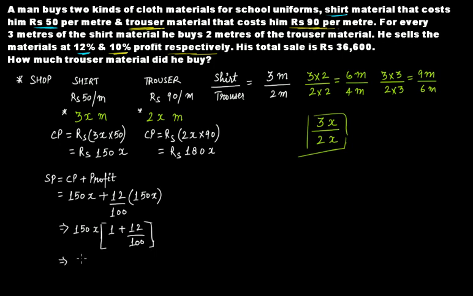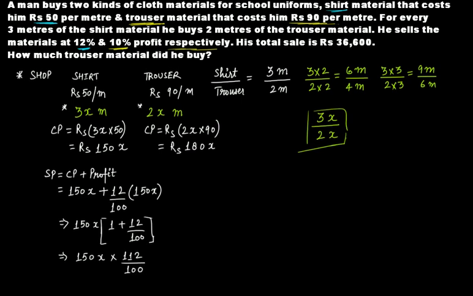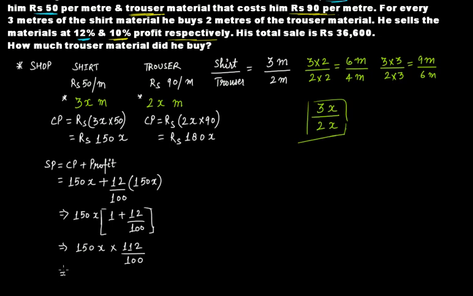If you solve it, you get 150x times 112 over 100, right? If you further solve it, this 0 is gone, then this is 5 times 3, 15, 5 times 2, 10. This comes 56. So this is 168x. So the selling price is 168x for the shirt material.